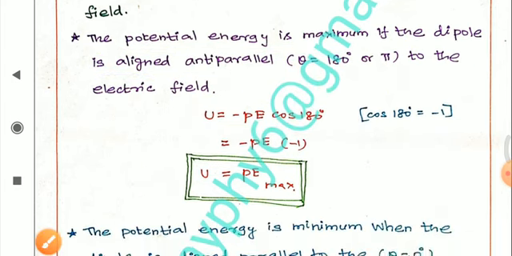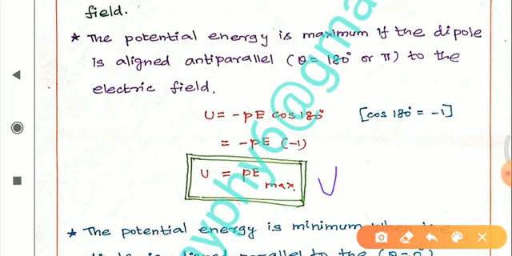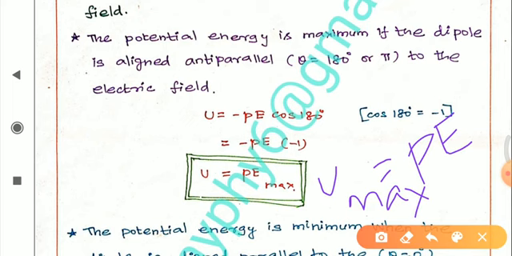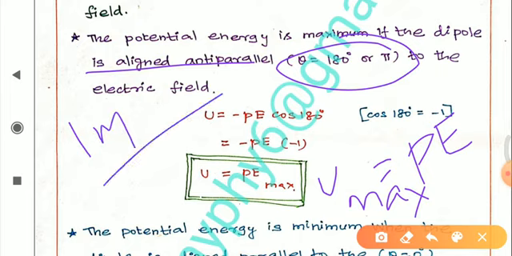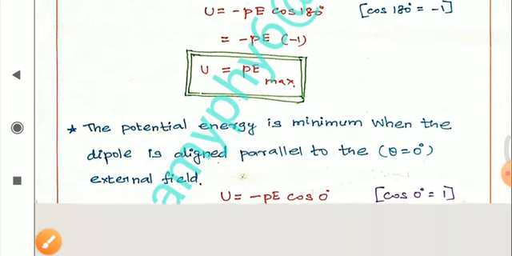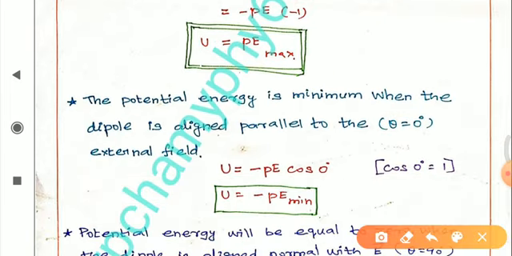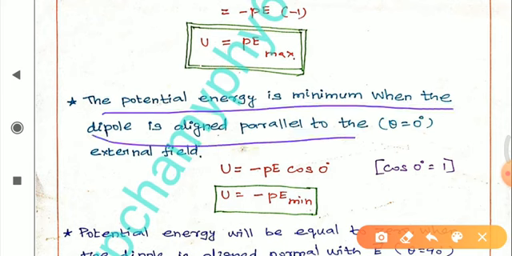It is also correct. In some guides you may see U max is equal to PE when the dipole is aligned anti-parallel. Anti-parallel means theta is equal to 180 degrees. We can expect one more question from this point also. Then the next one is that the potential energy is minimum when the dipole is aligned parallel to the field. Parallel means theta is equal to 0 degrees.